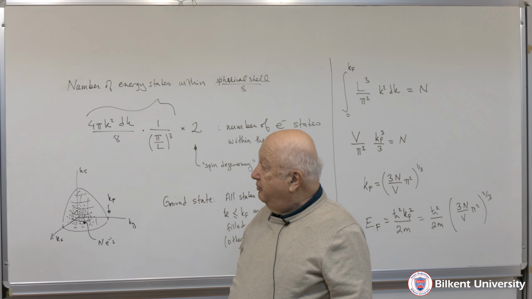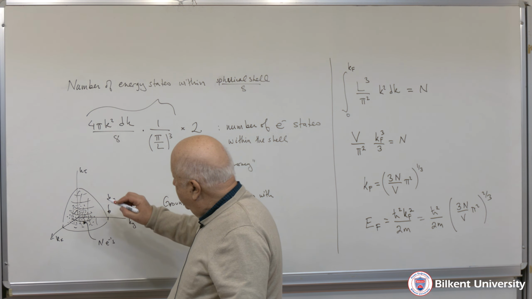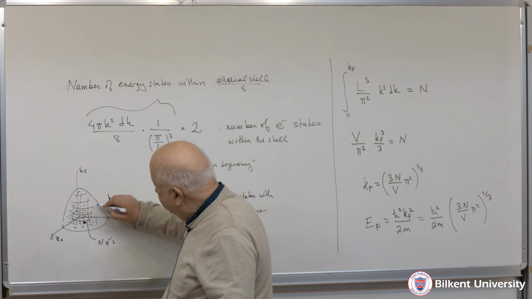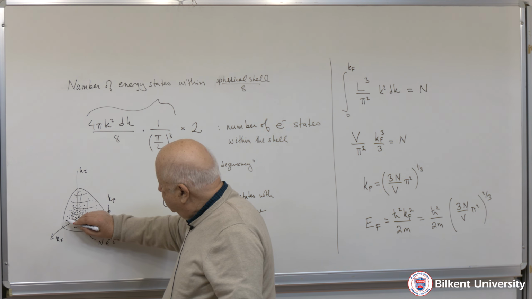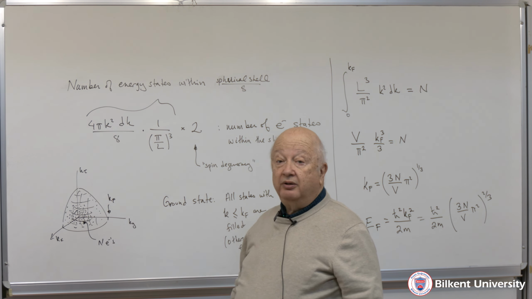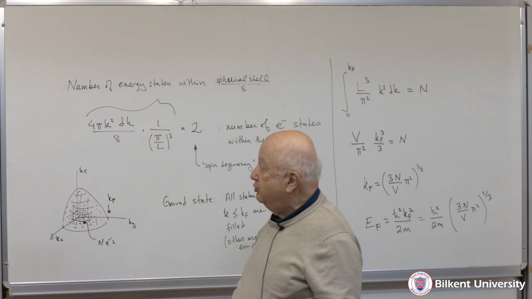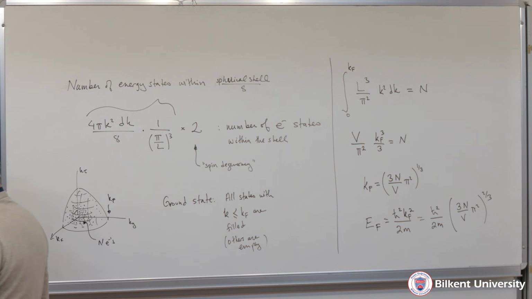Okay, we can do a little bit more. You see, only the electrons at the top of this energy scale have energy EF. Those that are inside, with very small energies, of course have much lower energies. So I want to find the internal energy. How do I find the internal energy?